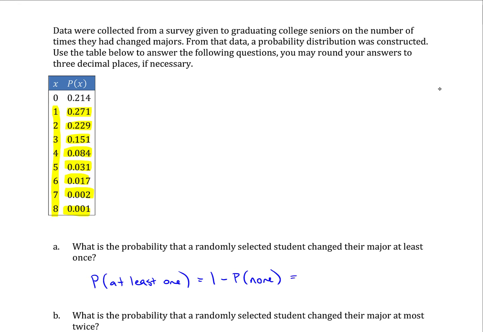So instead of adding all those probabilities together, we could just take 1 minus 0.214, which would give us the probability of 0.786. And you can confirm that result by adding up all the associated probabilities.